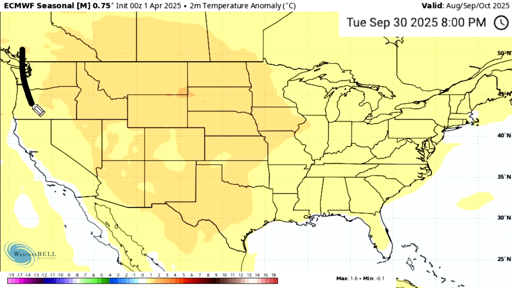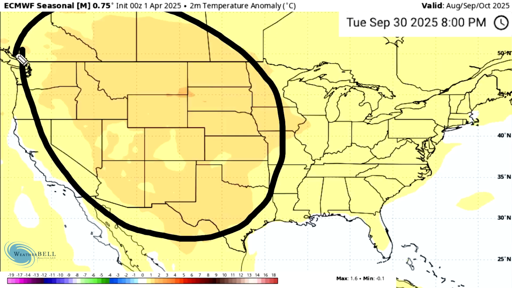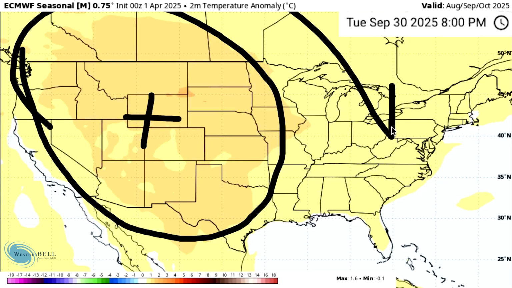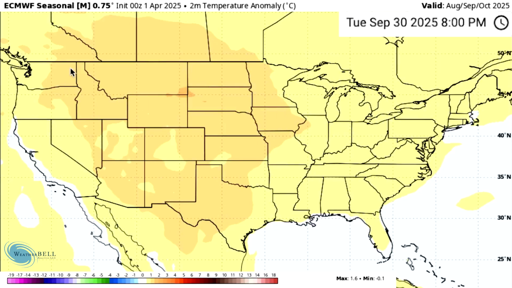So we see overall a positive PNA look, which means warm in the west, and typically this is going to force cold into the east. We obviously don't see the blue there, but we can anticipate that the area, according to this model, that has the highest chance of being at least near normal to below normal temperatures would be the east in this situation, whereas the west has the highest probability to be warm according to this model.